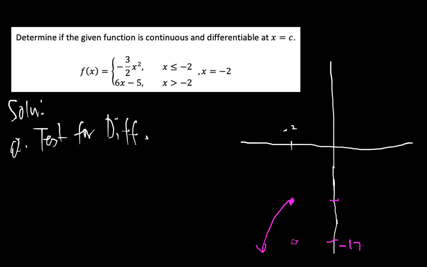So it's hollow. And of course, it should pass through -5. And it has a positive slope. So it's rising from left to right. Here we go. Oh, sorry. It should be hollow. All right. So this is our graph of the given piecewise function.